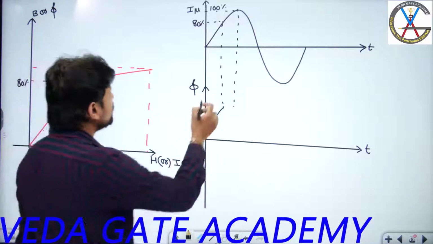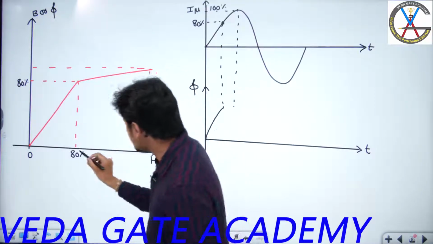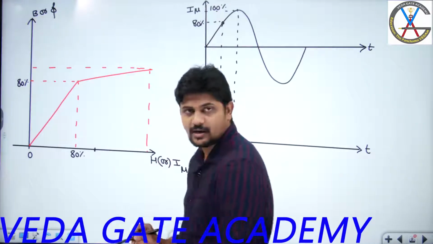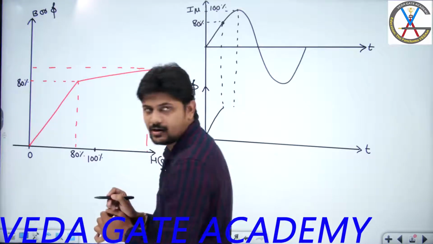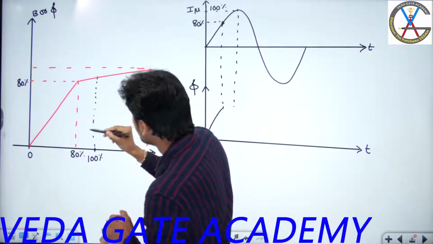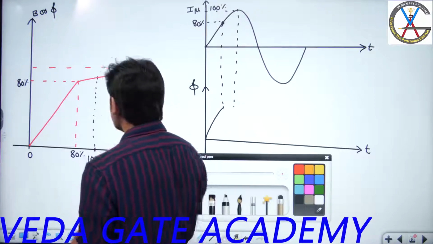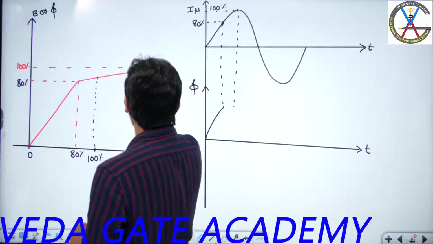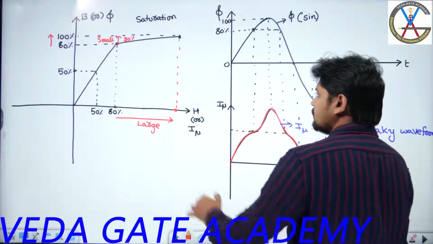Now from 80% to 100%. Let me assume that this is 100% of the magnetizing current. For 100% of the magnetizing current, what is this flux? Let us assume this is 100% of the flux. The maximum flux I am considering as 100% of the flux, as I explained in this graph. Previously we have considered this one.